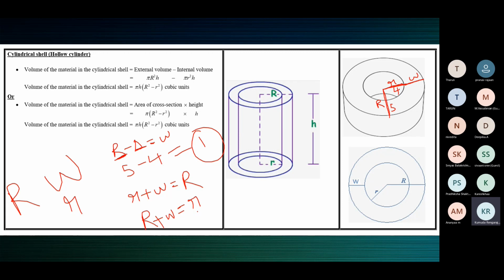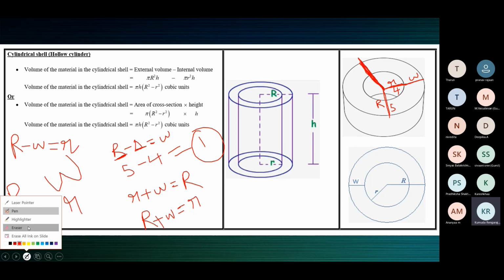How is it possible? Ma'am, capital R minus W is equal to small r. Capital R minus the thickness. See here, this is the capital R. From here to here is capital R. This full thing is the outer radius, capital R. From this, if you remove the thickness, if you subtract W, oh, I think the whole thing will go away.